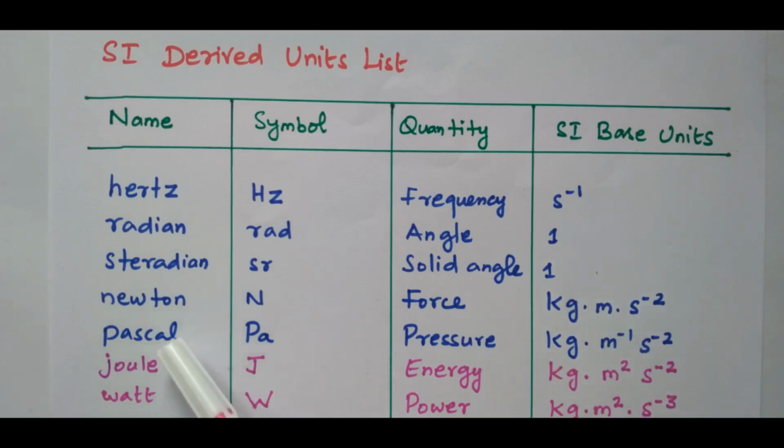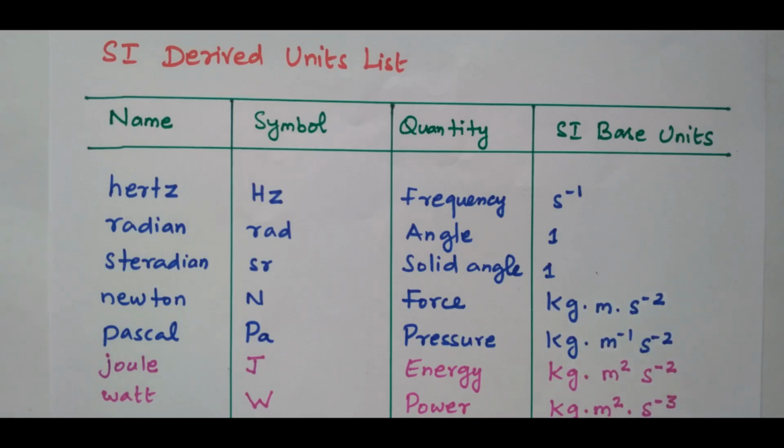The fourth one, Newton. That is for measuring force. The unit is Newton. Symbol is N. What are the base units here? Kilogram, meter, and s to the power minus 2. This is nothing but second. See this, there are 3 base units available to define the term force.